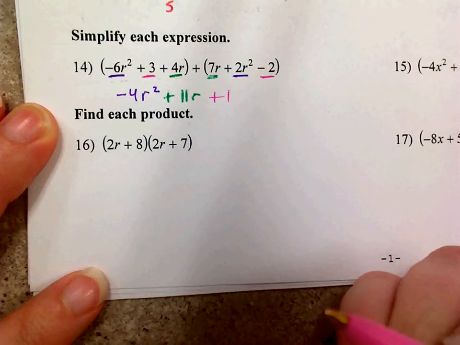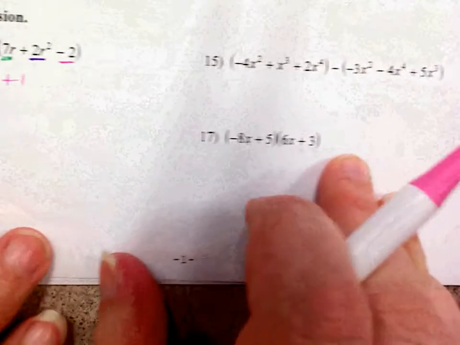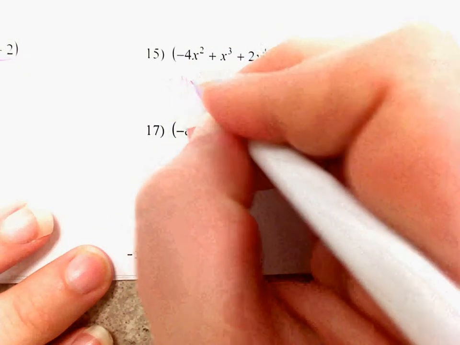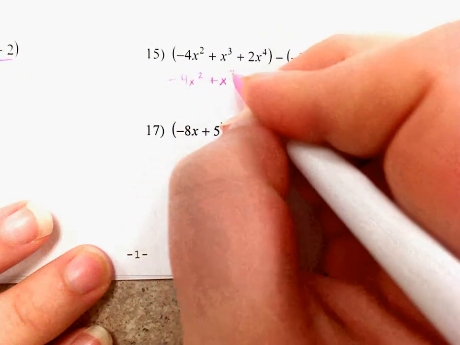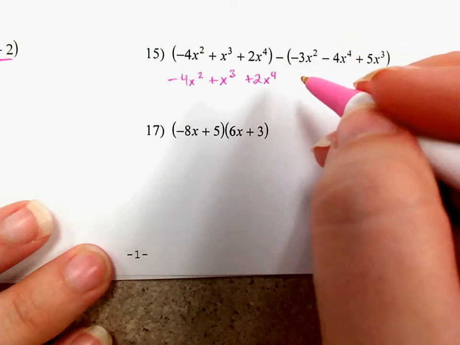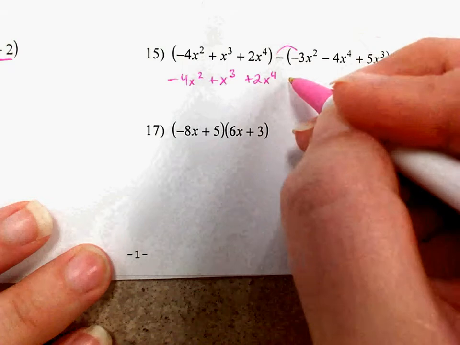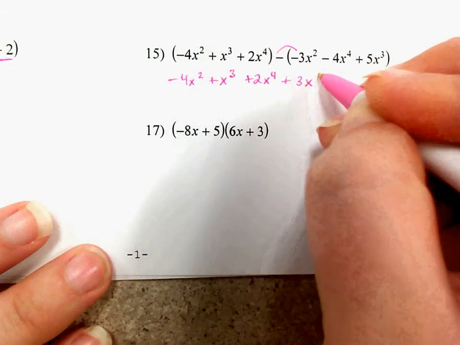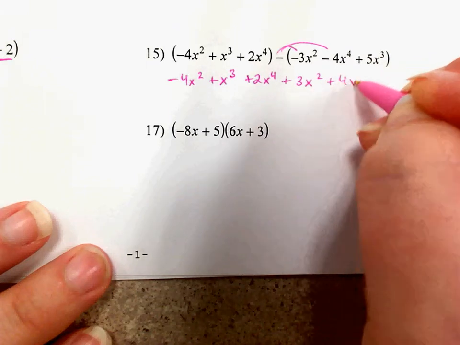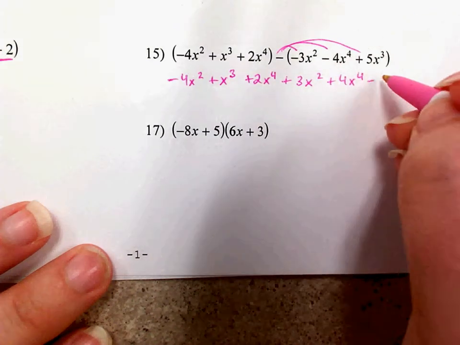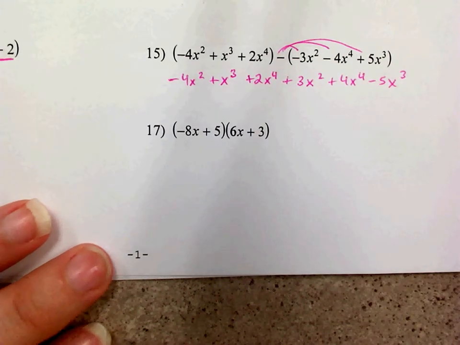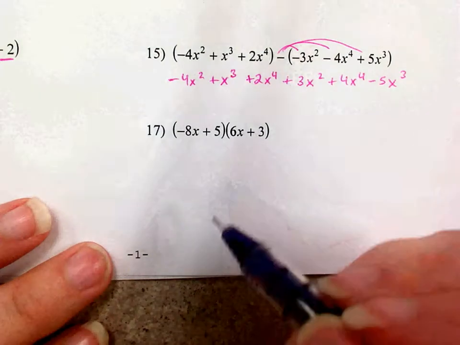Right. So I'm going to write negative 4x squared plus x cubed plus 2x to the 4th, and then what? Plus 3x squared, and then what? 4x to the 4th, and then minus? Because you have to distribute the negative, right? So I'm looking for like terms. What should you go with first? The 4s? So 2x to the 4th and 4x to the 4th is?